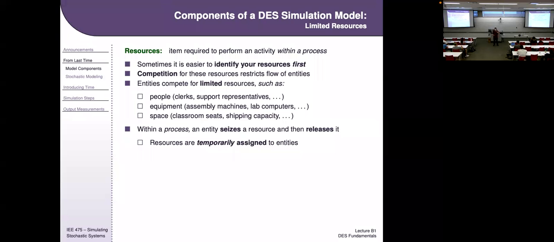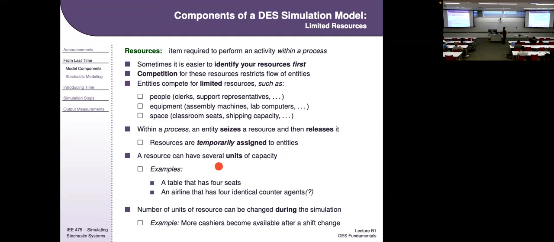So when a resource becomes seized, it's like its capacity temporarily goes down by 1, and it's unable to be used by another entity. And then when that resource gets released, it's like its capacity goes up by 1, and now another entity can come and seize it. So it's almost like the resources are temporarily assigned or owned by the entities, but the entities flow through and the resources stay there. So examples: a table with 4 seats, an airline with 4 identical counter agents.